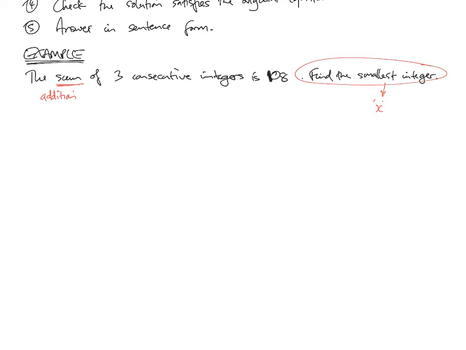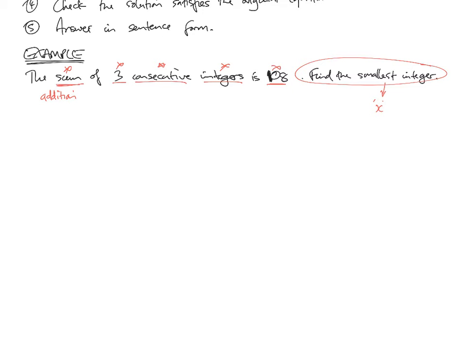The sum of 3. So we know there's 3 things involved. 3 consecutive integers. An integer is a whole number. Consecutive means one after the other. There's 3 of them. And we know that the sum is 108. So these are our known facts. I'll put a star above them.